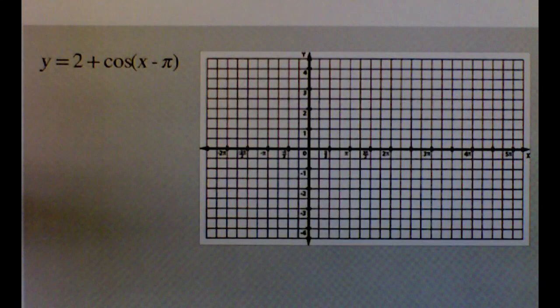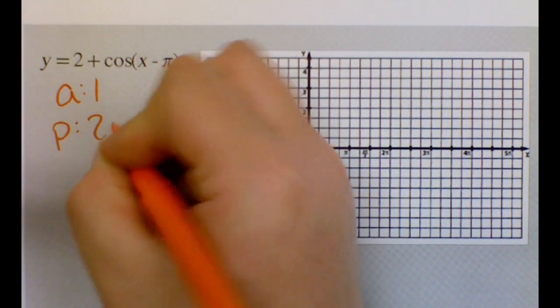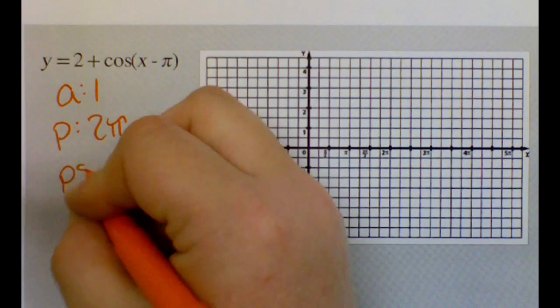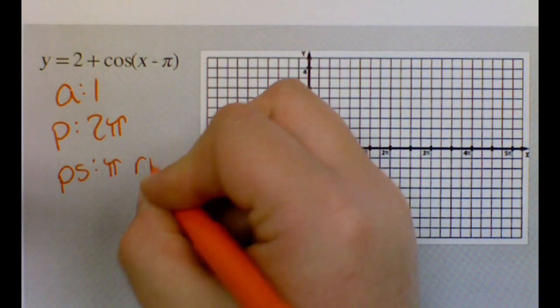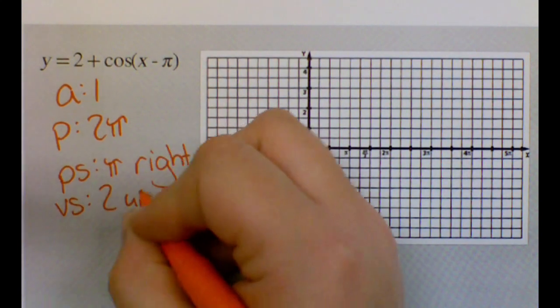All right, 2 plus cosine of x minus pi. Start off, the amplitude is 1, period is 2 pi. The phase shift is pi to the right. And the vertical shift is 2 up.